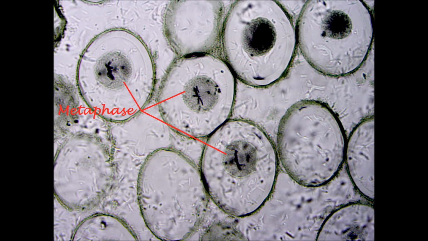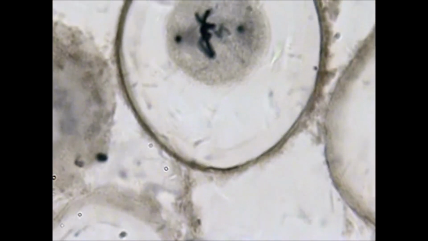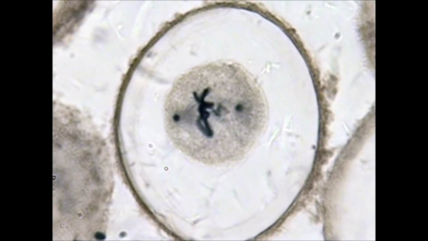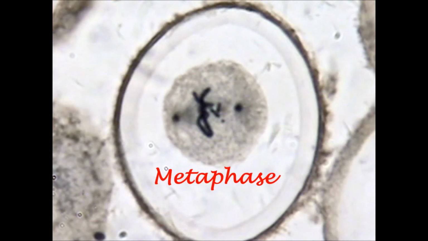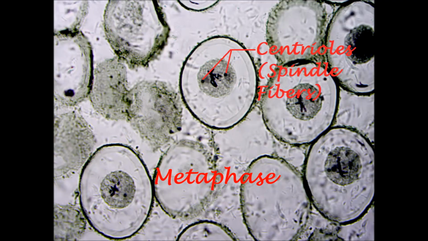During the next phase, metaphase, the chromosomes are oriented across the center of the cell by the spindle fibers. This is referred to as the Metaphase Plate. Here the chromatids begin to separate into 2 chromosomes during Anaphase. The centrioles produce the spindle fibers that attach to the kinetochores.